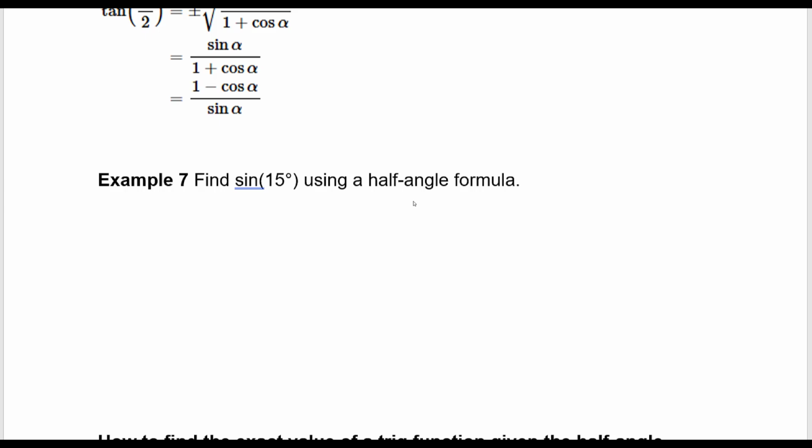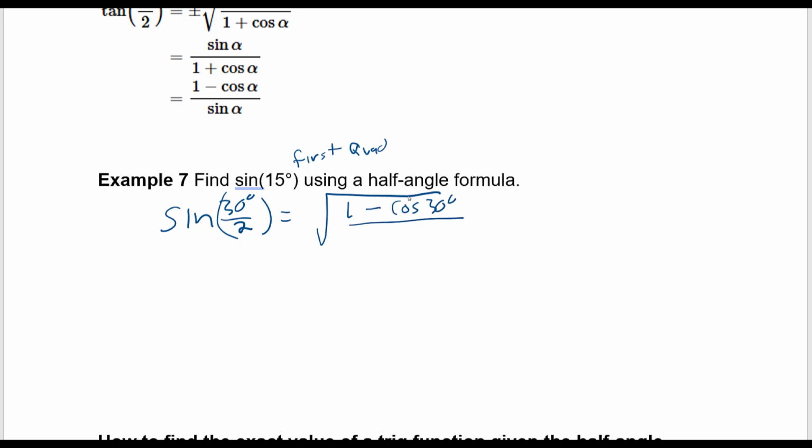So find sine of 15 degrees using half angle formulas. 15 degrees is half of 30, so this would be sine of 30 degrees over 2. Now we know this is in the first quadrant, so it's going to be positive. So I'll go to the positive: the square root of (1 minus cosine of 30 degrees) over 2.